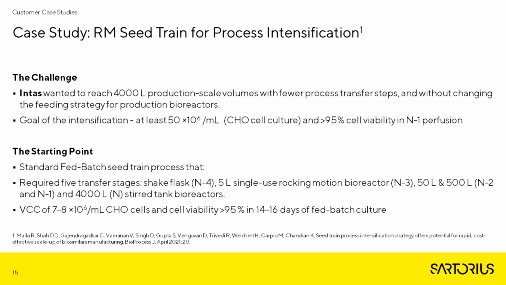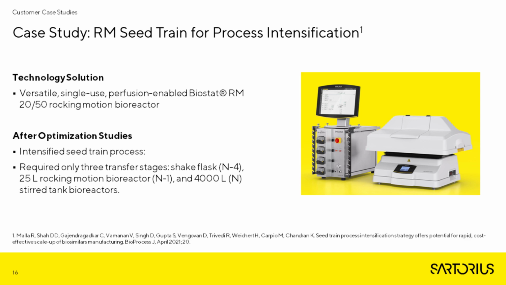Our incoming data that we had to operate with was that the customer was running a standard fed batch process, had 5 transfer stages, starting from the shake flask, then continuing into the rocking motion bioreactor, then stirred tank bioreactor, and finishing with a 4,000 liter production stirred tank bioreactor. Overall, cell concentrations were 7 to 8 million, and the viability was 95% in a 14 to 16 day fed batch culture. So what did we propose?